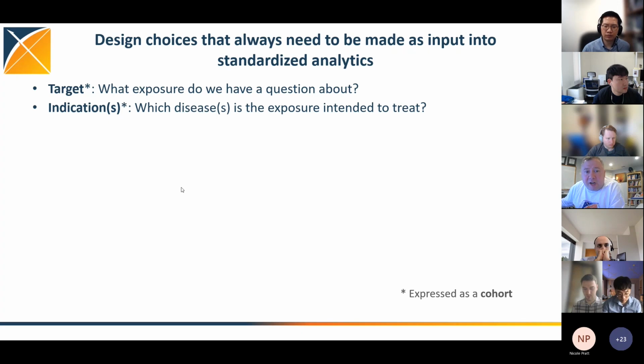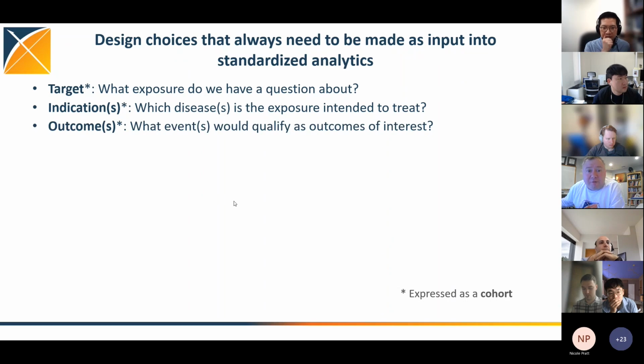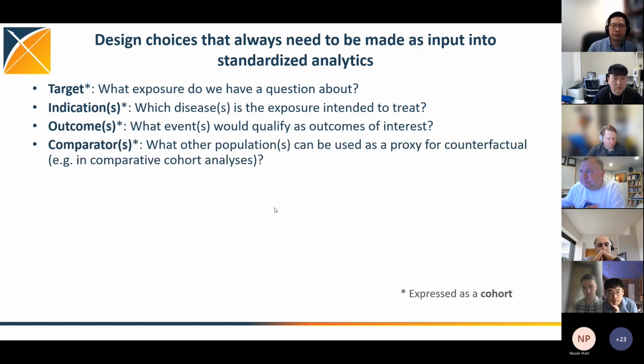We need to identify our indications. So those are the diseases that the exposure is intended to treat. We need to be able to define our outcomes as cohorts, and those really specifically are the events that would qualify as the things that the target of interest that we're trying to study.